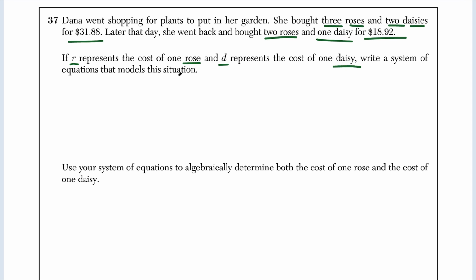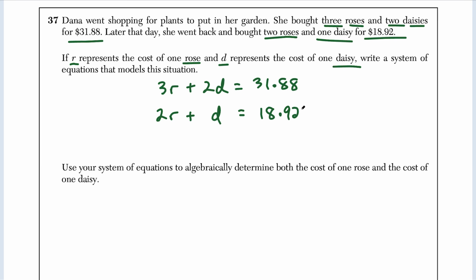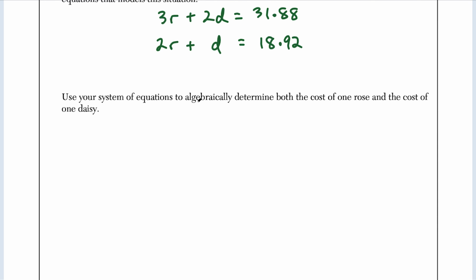So looking at this, we have 3 roses plus 2 daisies, and that's going to cost $31.88. So this is our first equation like this. And then the second equation we could set up is the total bill for later that day, that Dana went and bought 2 roses and 1 daisy, so just plus 1D or just plus D, and this cost $18.92. So this would be our system of equations. For the second part here, we're going to solve this system of equations algebraically. That's going to tell us the cost of 1 rose and 1 daisy.